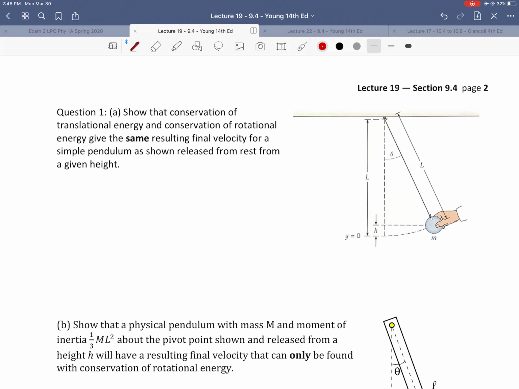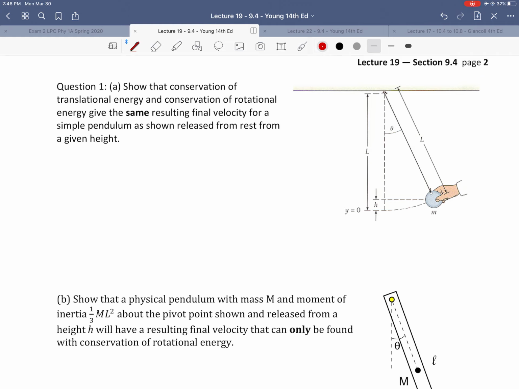Hello and welcome to part 2 of lecture 19 covering rotational kinetic energy, where we're going to do a couple of examples, starting with a conceptual question. In this conceptual question, you can see there's two parts, A and B, and the whole idea here is to illustrate the difference between what's called a simple pendulum and a physical pendulum.